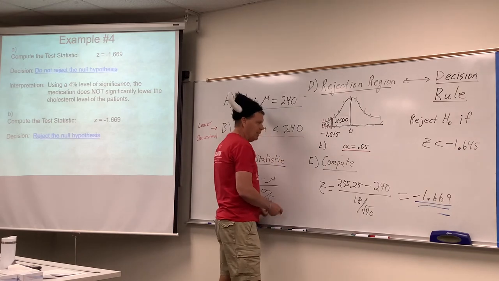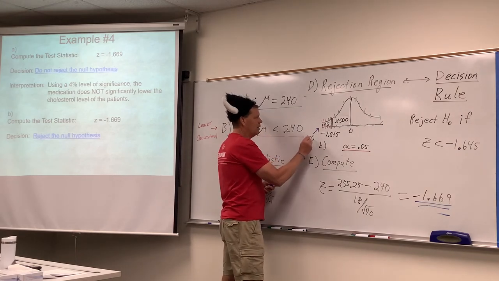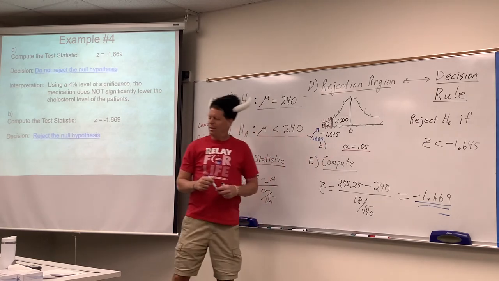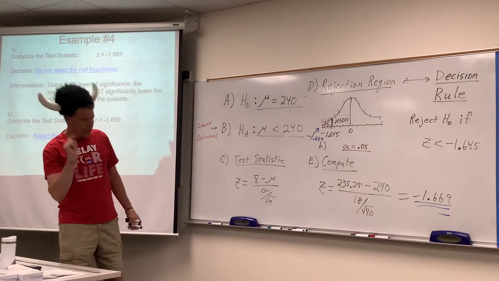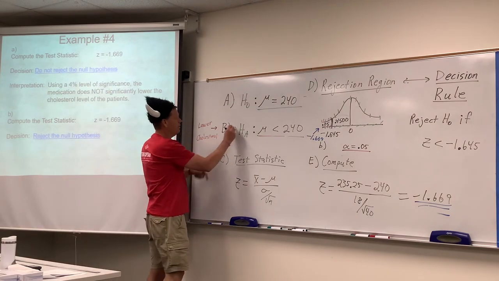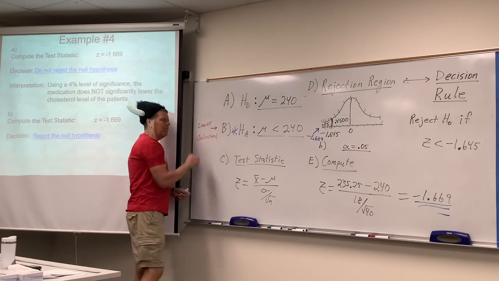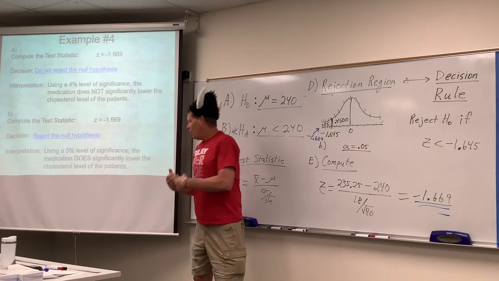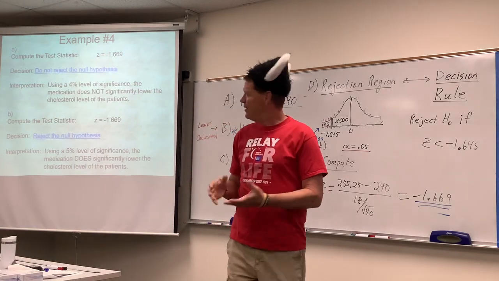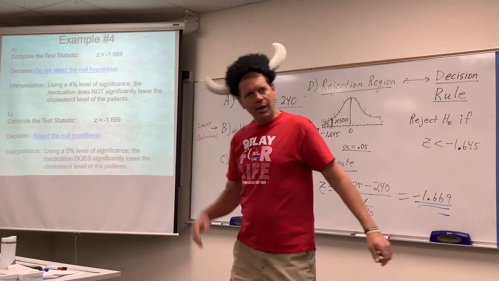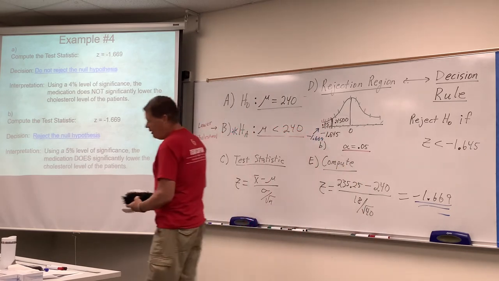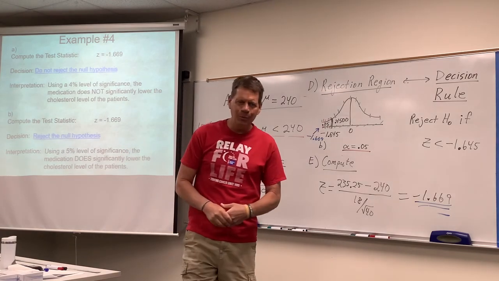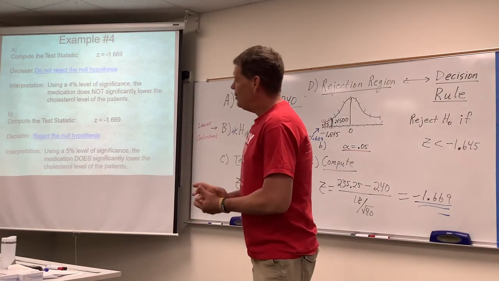And so if our Z-score is negative 1.669, wouldn't that now be out there in that lower tail, which is going to lead to the exact opposite of what we saw before. Because now if we reject the null hypothesis, doesn't that enable the company to say that medication does significantly lower your cholesterol level? So see how we got two completely different verdicts because of the level of alpha. And alpha is often underreported, it's often misunderstood.